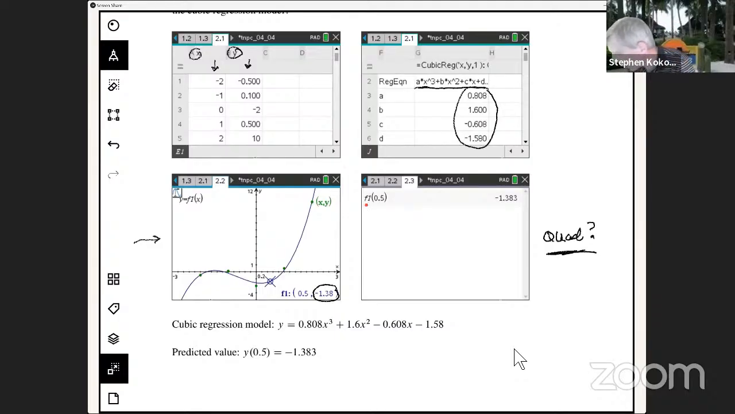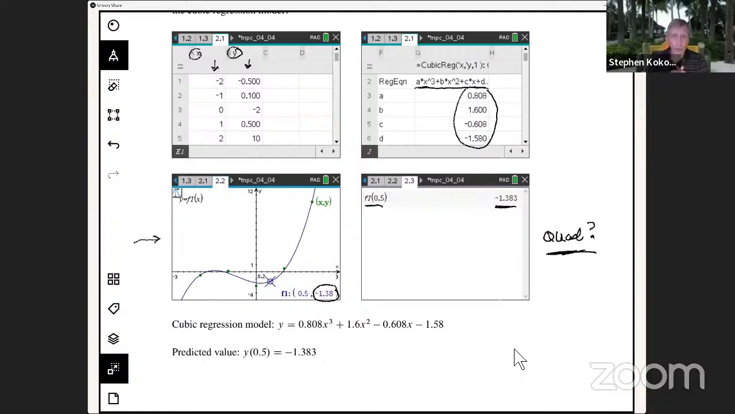On the calculator screen, my regression equation was stored in the function f1. So I evaluated that at 0.5, and there's the value predicted by this regression equation. To finish this off, to be complete here, I've reported that cubic regression model, and there's the predicted value, minus 1.38.